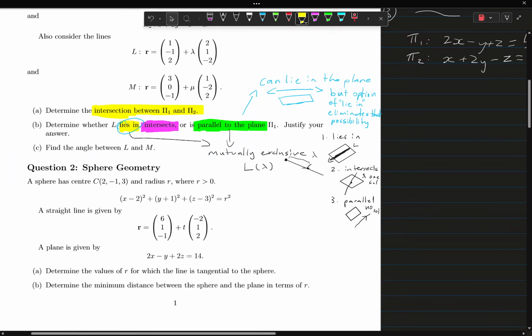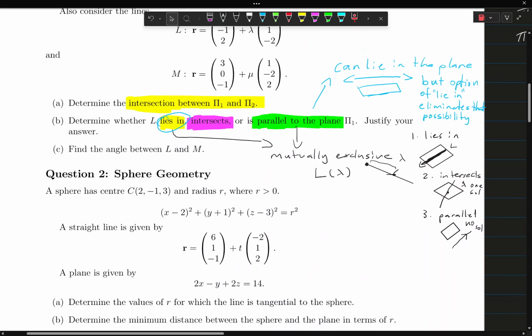Let's move on to the third question. We need the angle between L and M. Now the formula we need to use should be pretty obvious for most specialist people. So does anyone know what it is? So we're looking for the angle between lines. Yep, dot product. So we'll use dot product for the angle.